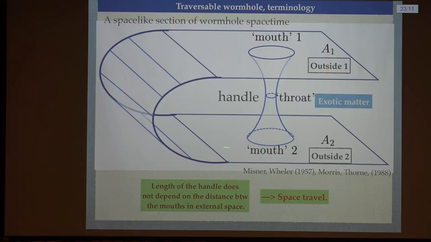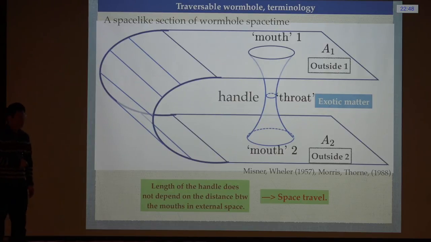Considering a space-like section in the wormhole space-times, there are two asymptotic regions, A1 and A2, and there are two mouths connected by the wormhole, and the two mouths are connected by a handle. And inside of the handle, there is a throat. Usually, it is filled with exotic matter.